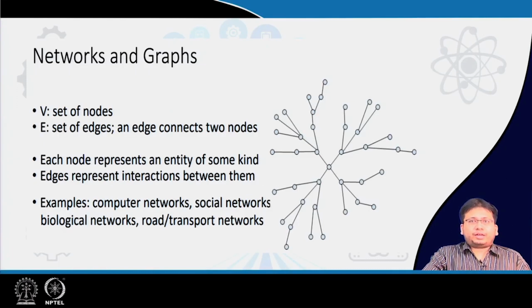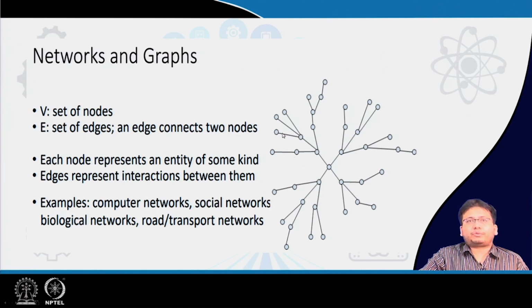So, first of all, the concept of network or graph most of you will be familiar with. It is a system where we have a set of nodes denoted by V and a set of edges denoted by E. Now, each edge connects two of these nodes. Each node can represent some kind of an entity, and edges represent interactions between such entities. For example, we have computer networks, social networks, biological or transport networks.